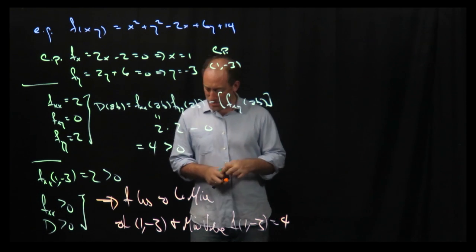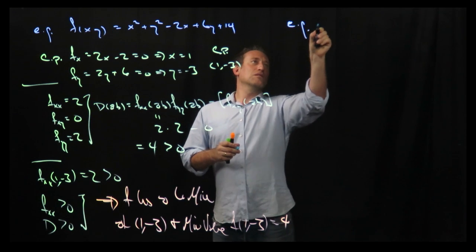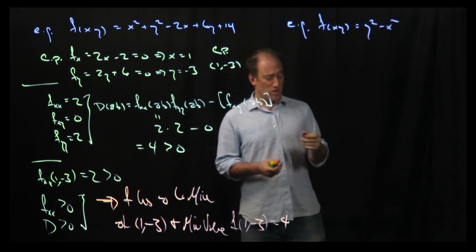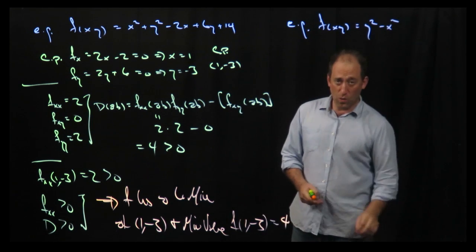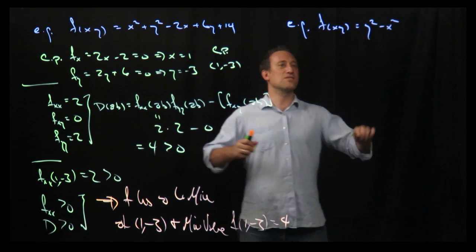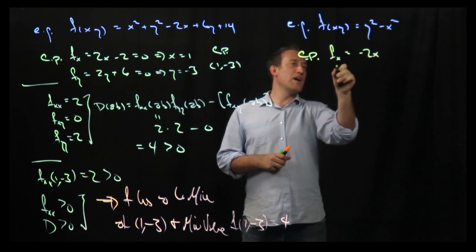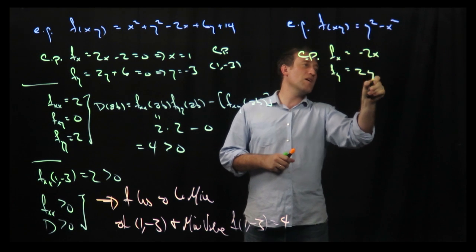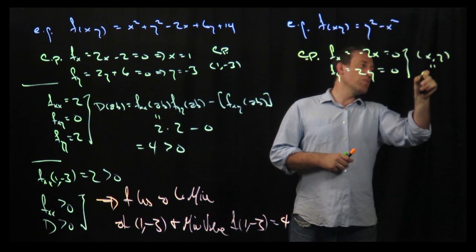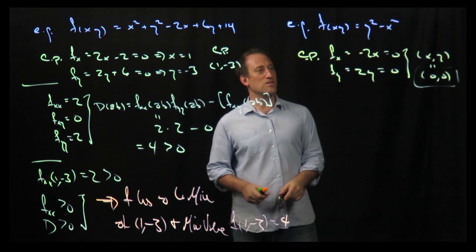Let's see what else. Consider, say, f(x, y) = y squared minus x squared. Will the second derivative test bear out what it's supposed to? First order of business, critical points. So, critical points: f_x will be minus 2x, f_y will be a positive 2y. Both of these are 0 when both x and y are 0. So I've got, once again, critical point (0, 0).